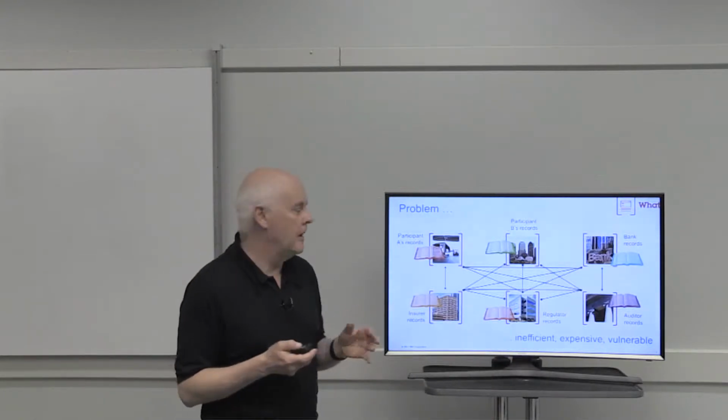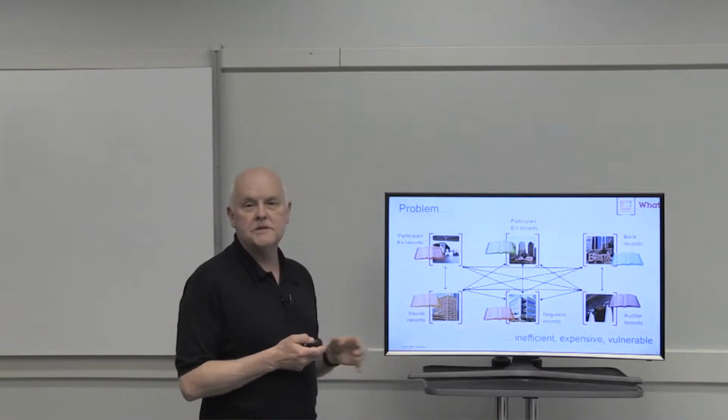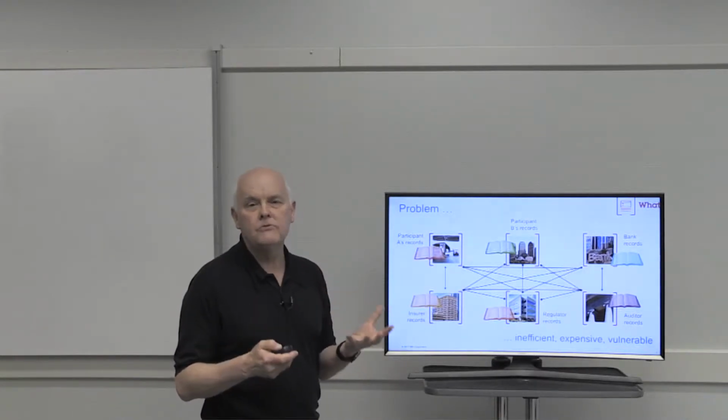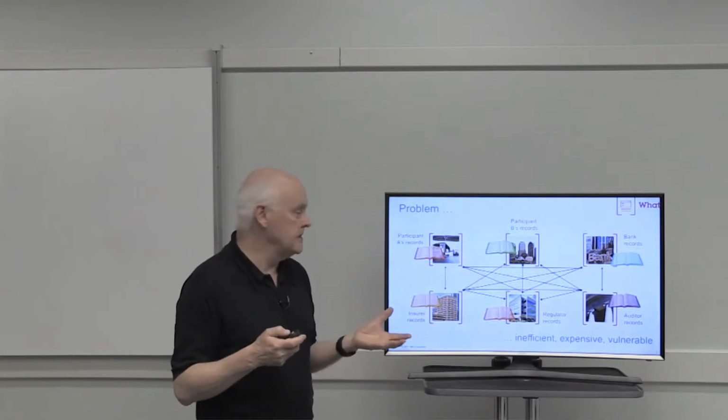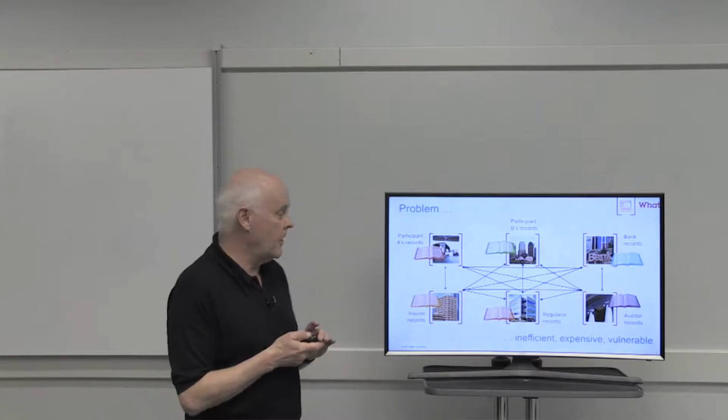Now, what do I mean by that? Inefficient means that each of the different parties in the business network need to run their own form of the business process to update their ledger. Effectively, they're doing that in a duplicative way.